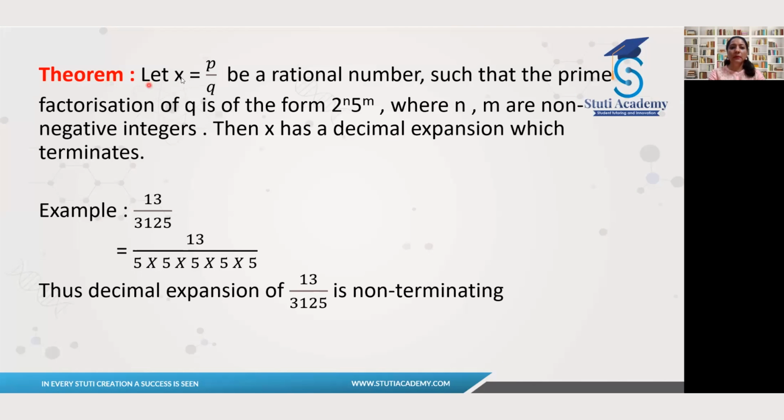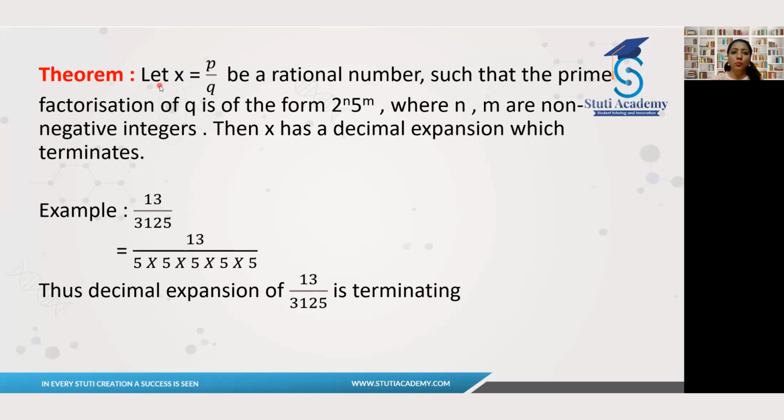Now we have a theorem. Let x = p by q be a rational number such that the prime factorization of q is of the form 2^n 5^m, where n and m are non-negative integers. Then x has a decimal expansion which terminates. So let us take a rational number p by q. How can we figure out whether the rational number has a terminating decimal expansion or a non-terminating decimal expansion?